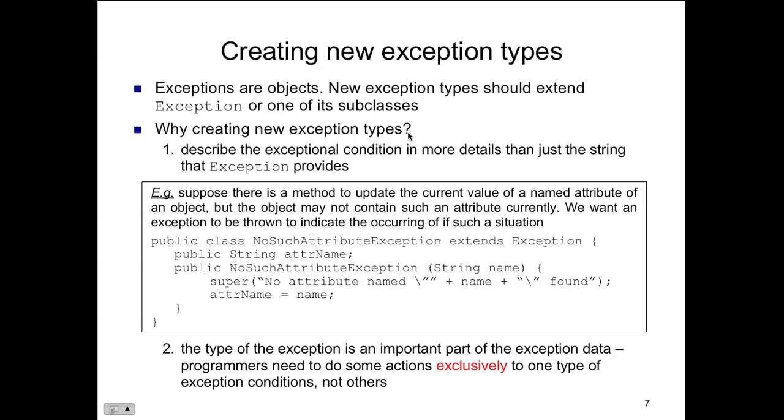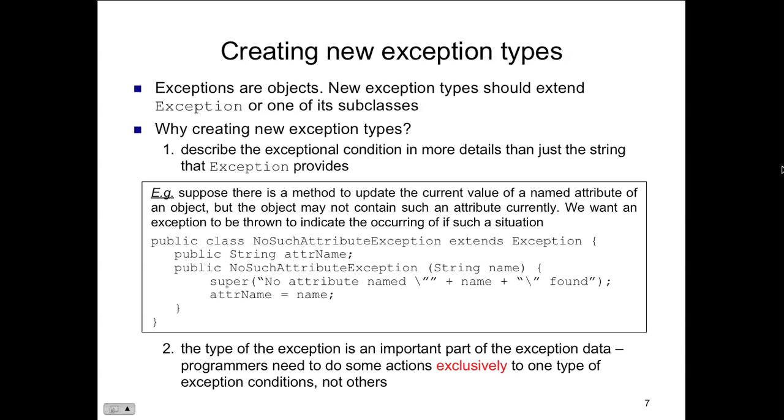Why create new extension types? We'll describe the exception condition in more detail, and then just a string that the exception provides. So you might want to be able to extend the behavior, add a little bit more detail, add a little bit more information. Here's an example.